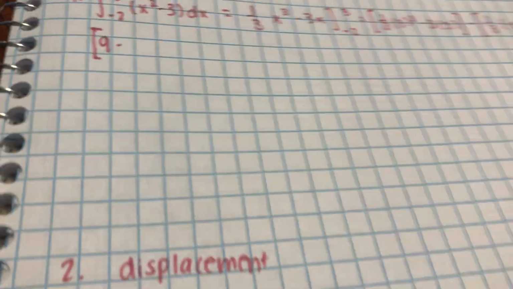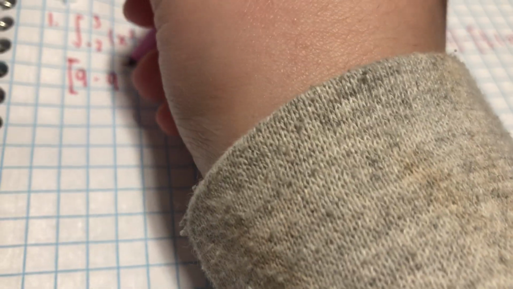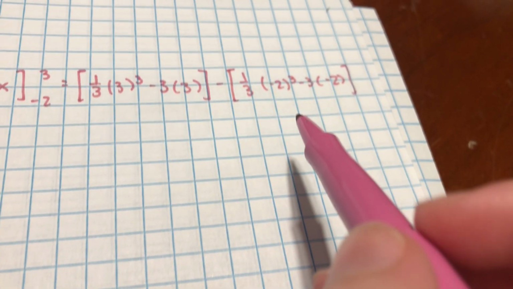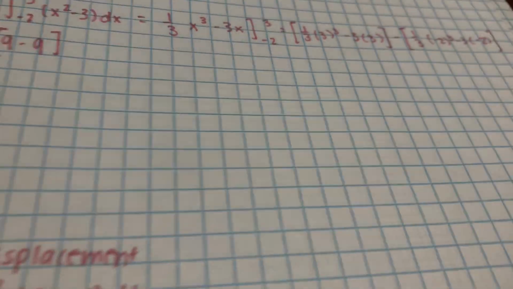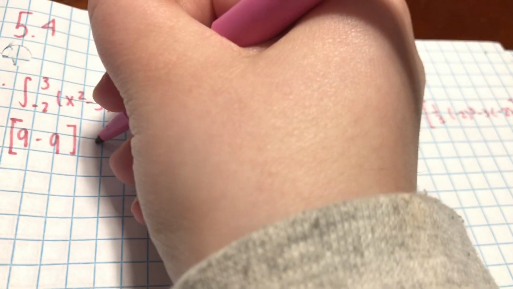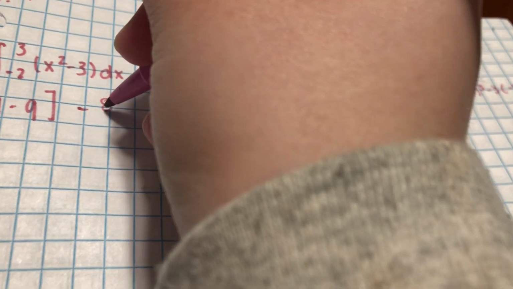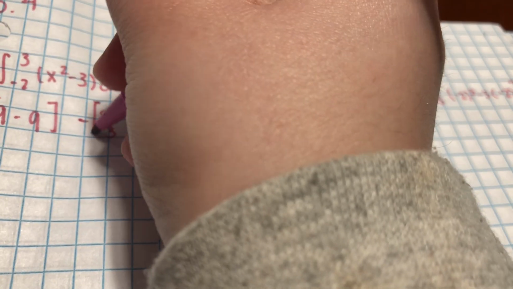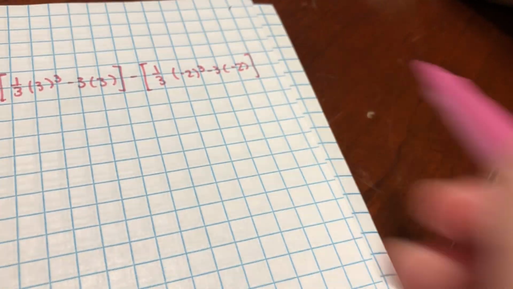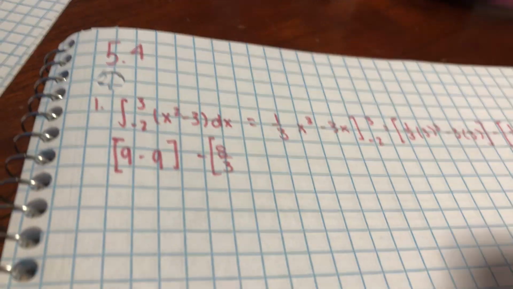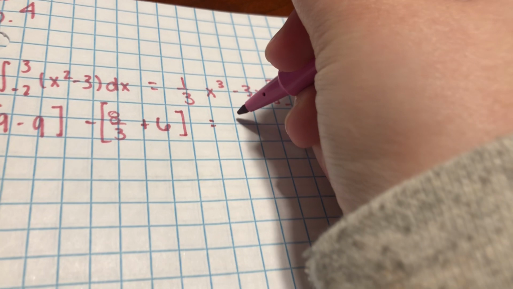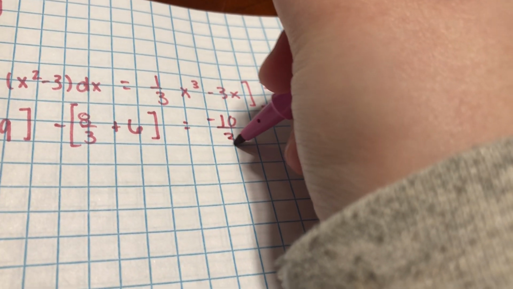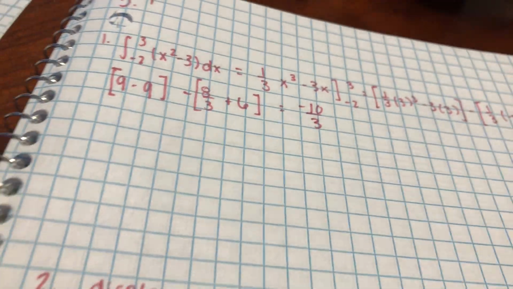minus 3 times 3 is 9, so minus 9, and then minus 2 to the third is 2, 4, 8, negative 8 over 3, so minus 8 over 3, minus 3 times negative 2, which is plus 6. So we end up with negative 10 over 3, and that's the area under the curve.